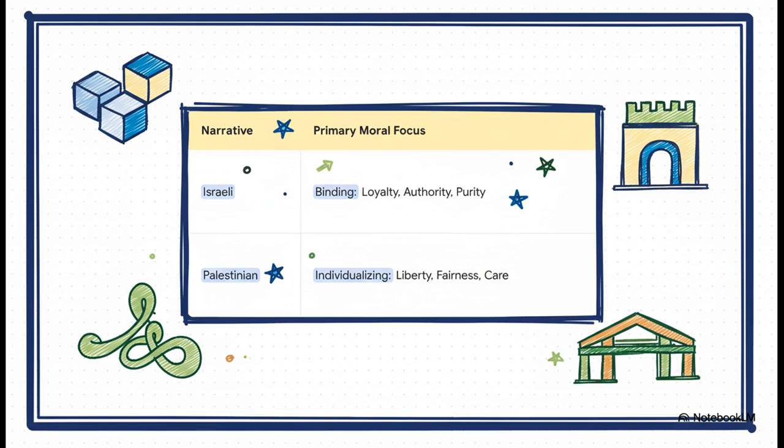This table really strips the whole thing down to its absolute core. You see it, right? The Israeli narrative draws its power from those binding foundations: loyalty, authority, purity. It's a moral language of group survival. On the other hand, the Palestinian narrative draws its power from the individualizing foundations: liberty, fairness, care. It's a moral language of universal justice. The key takeaway here is that they aren't just telling different stories. They are literally speaking different moral languages.